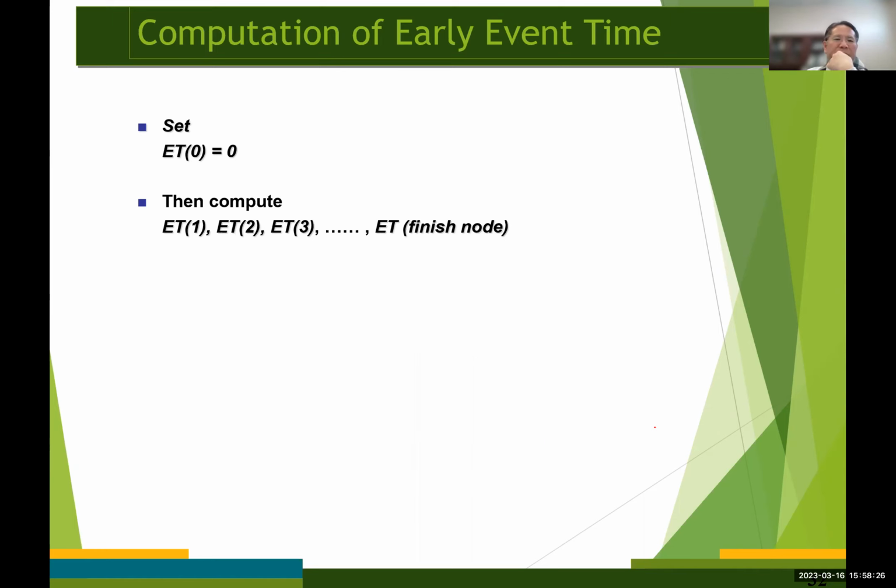Okay, so to define the earliest time for each node in the project network, we begin by noting that the earliest time for event number 0 is equal to 0, because node number 0 represents the start of the project, okay? And then we compute the earliest time for events number 1, 2, 3, and so on. And then we stop when the earliest time for the final node has been calculated.